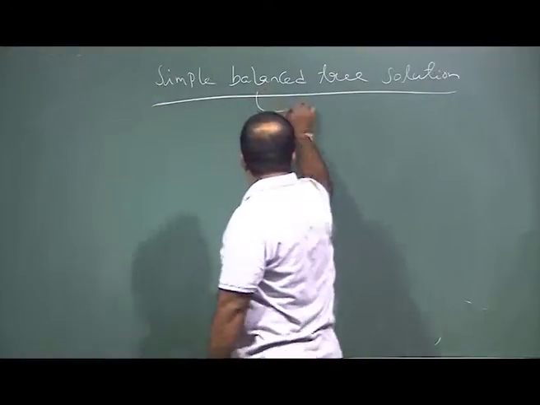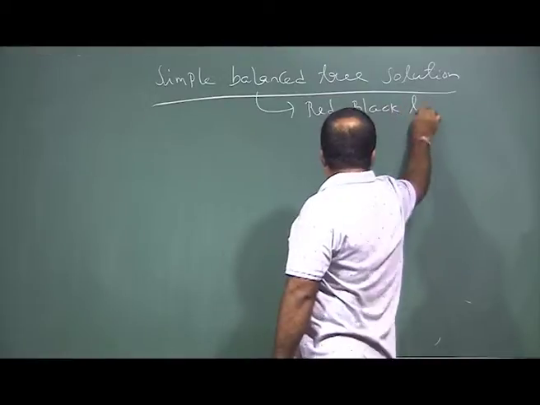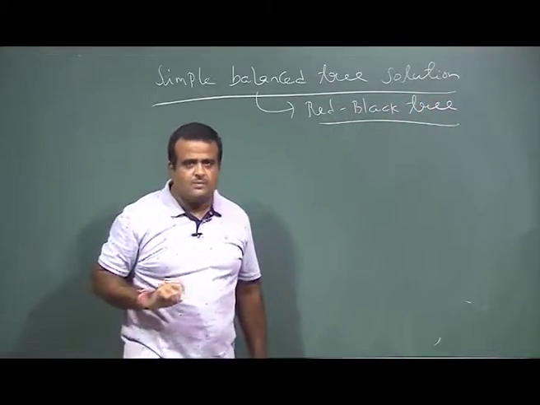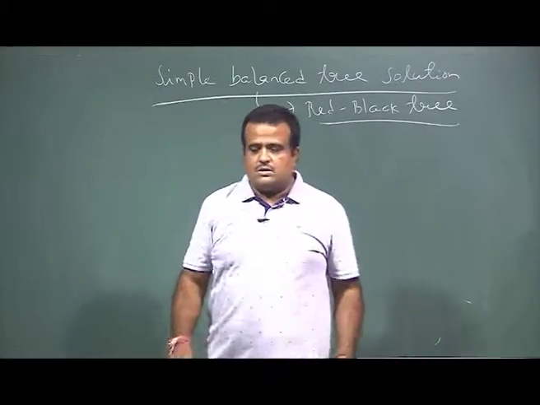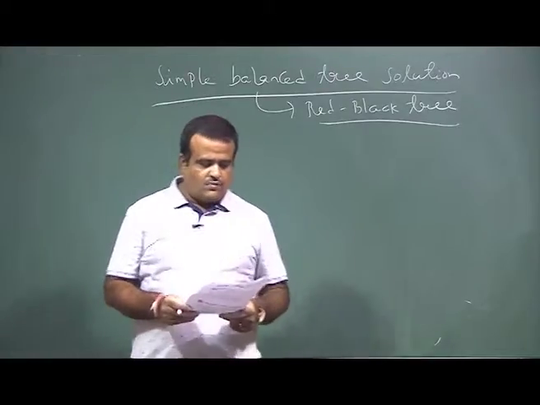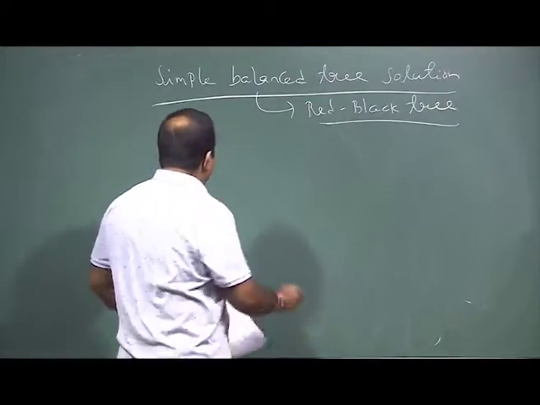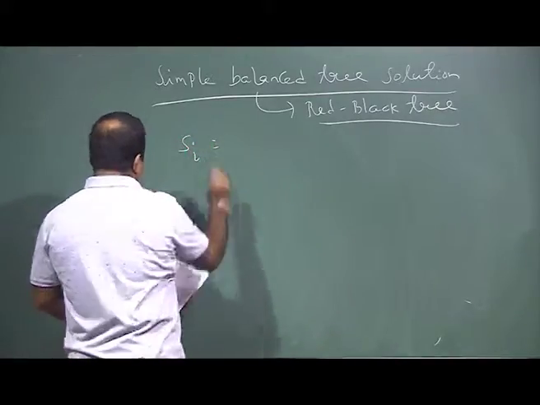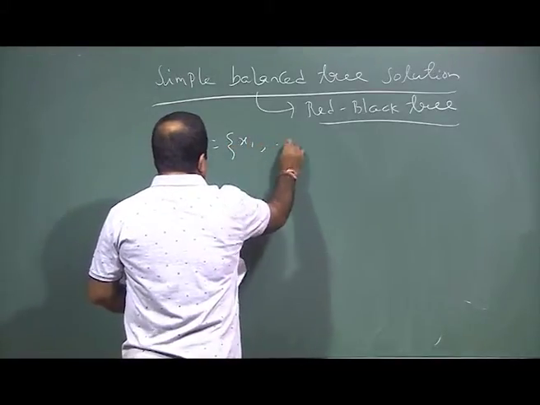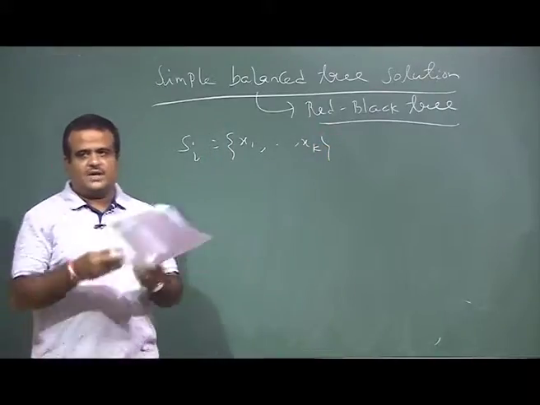One balanced tree we have seen in our class is the red black tree. The idea is whether we can use a balanced tree for our set. How can we do that? Suppose we have a set Si, which is say x1, x2, up to xk. We want to have a tree for this, and which is a balanced tree.